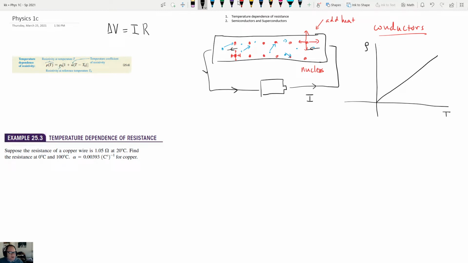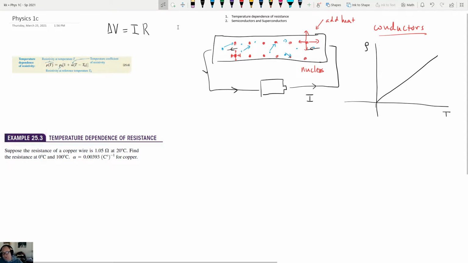Okay. Now, it's not linear over massive ranges. If the conductor gets to be, let's say, really hot, it might melt. If your conductor is copper and you apply enough heat to it, then it eventually will melt. And this type of relationship isn't really going to apply anymore, although I don't know exactly what would happen at that point if you tried to pass electricity through molten copper. I don't know much about how that works. But basically, over some range of temperatures, the resistivity increases as the temperature increases.